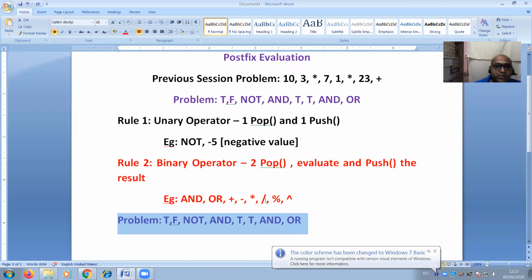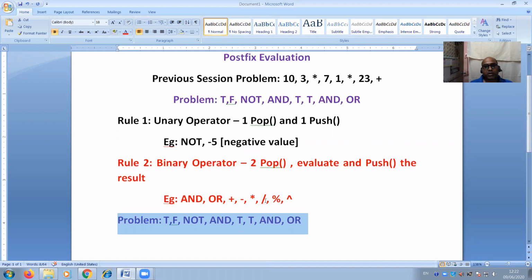Yes. So, in the previous session, we have seen how to evaluate numeric values using postfix evaluation. In today's session, we will be seeing how to evaluate binary values separated by Boolean, that is, separated by logical operators. So I have given some rules. As and when it is required, we will move on to the rules, right?